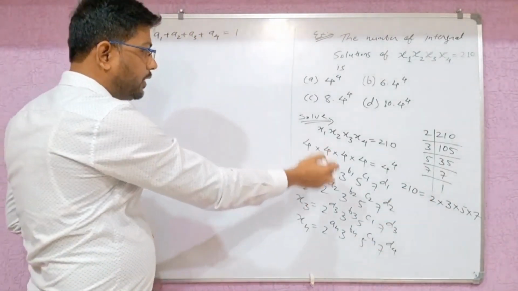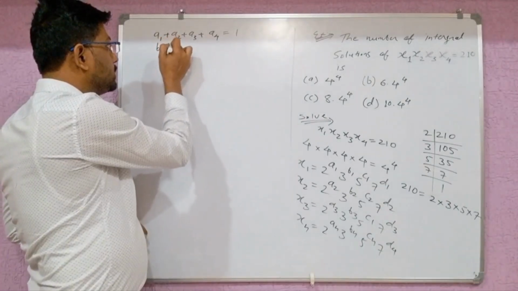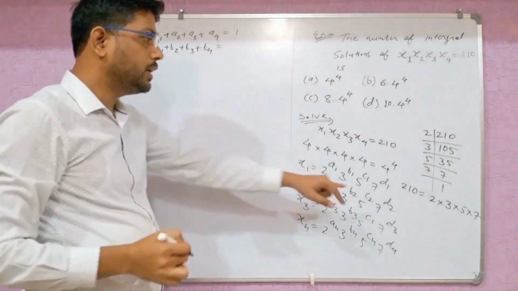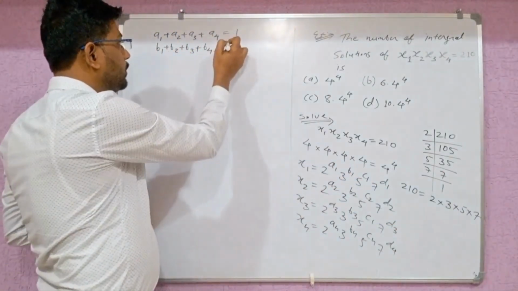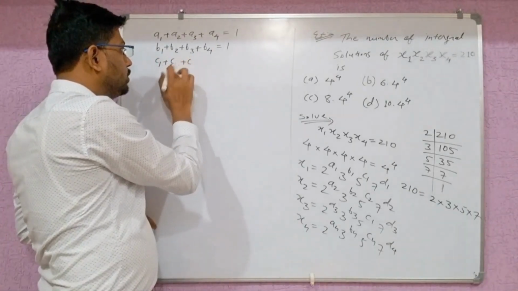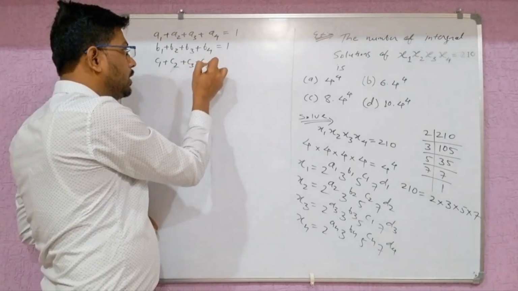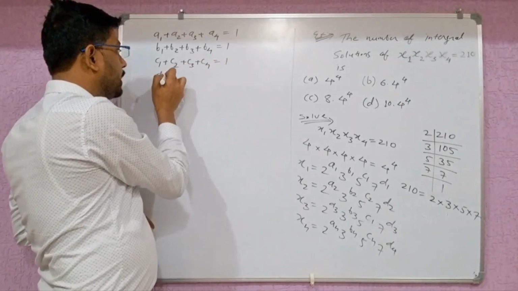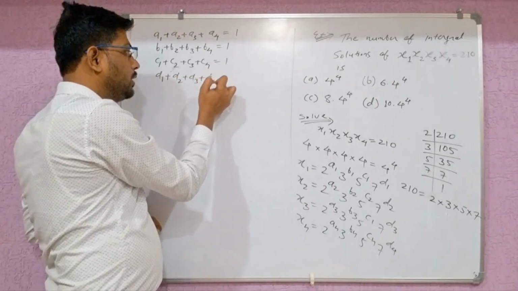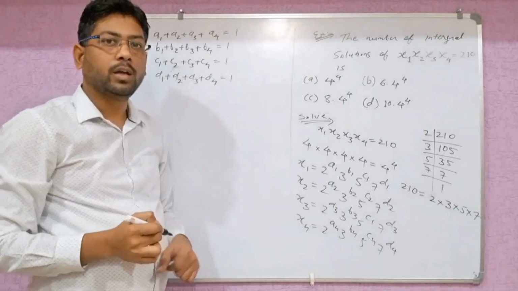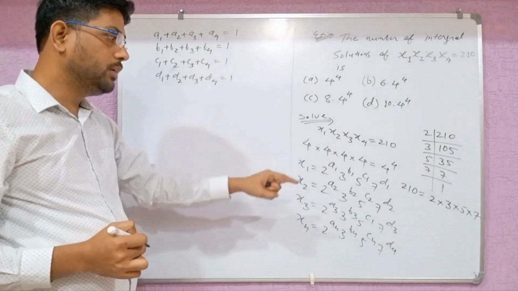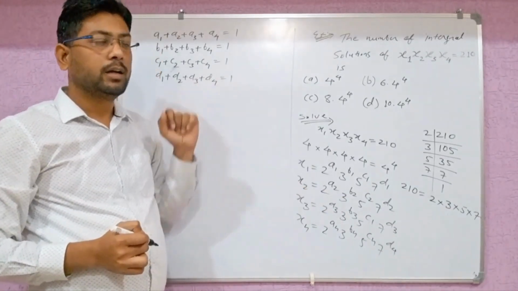Now if I compare the power of 3, that will be b1 plus b2 plus b3 plus b4 is equal to, in the right hand side the power of 3 is 1. So this will be 1. In the same way, comparing the power of 5, c1 plus c2 plus c3 plus c4 will be equal to 1. And by comparing the power of 7, this will be d1 plus d2 plus d3 plus d4 equal to 1. Okay, so these 4 equations I got by comparing the powers of 2, 3, 5 and 7 respectively in the left hand side and right hand side.